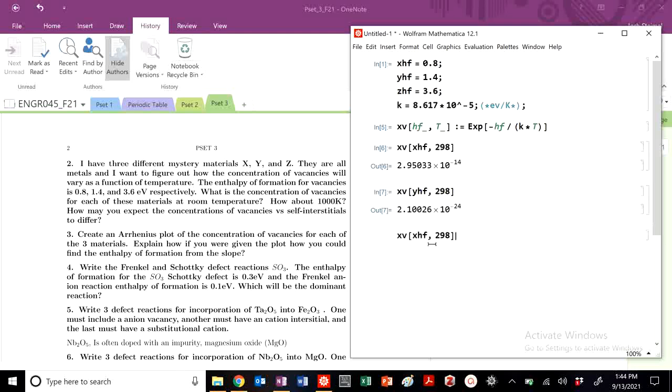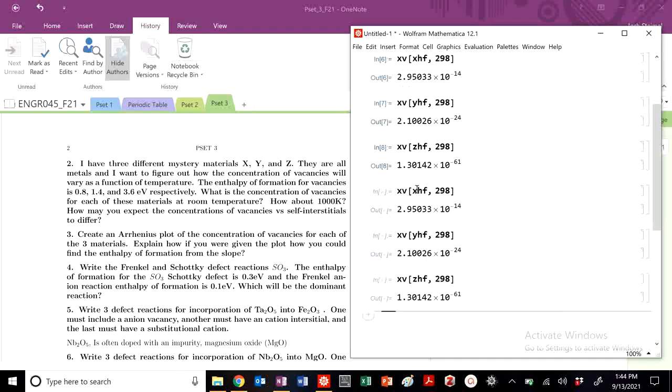Again, it must be from 0 to 1. See, Y is much, much lower because the enthalpy of formation is getting higher and higher. And then I could do the exact same thing, but for 1000 K. So I change this to 1000. Woo! Big jump. An exponential, an Arrhenius jump, as we might say. We can see the huge difference with increased temperature.